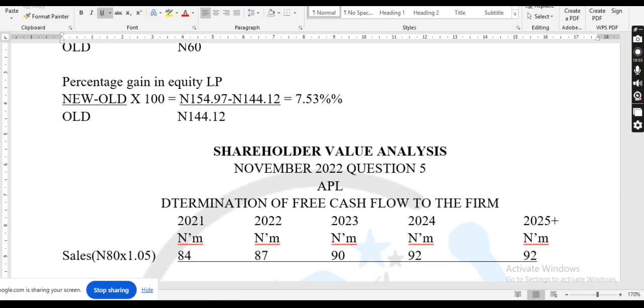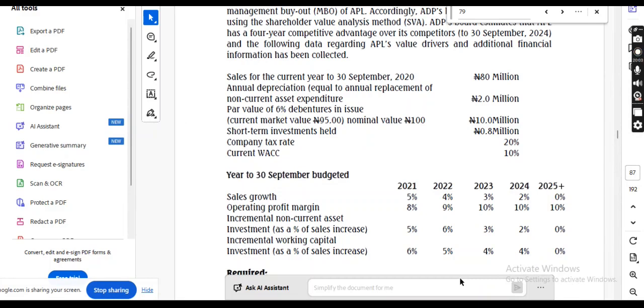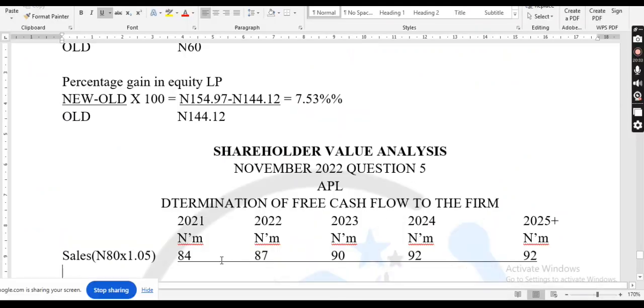Now, if this is your sales, do you know the reason why I draw this line? Because the operating profit margin is given. And we were told that the operating profit margin is 8%. So when you want to determine your operating profit, it will be from your sales. We did something like this in our previous lecture, right?